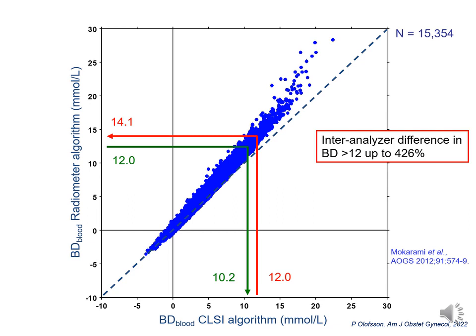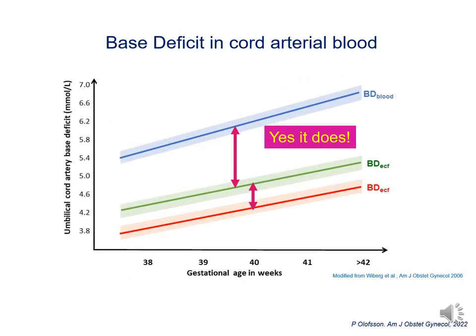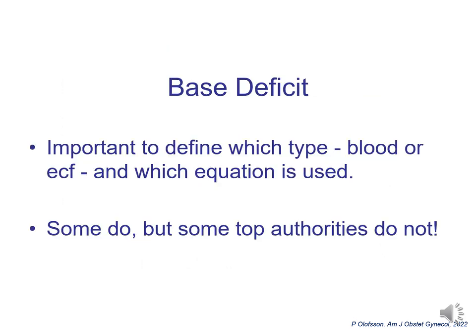We also calculated BD in blood and in extracellular fluid with equations from 4 different analyzers and found an inter-analyzer difference of values above 12 with up to 426%. So there is no doubt that such differences are important. It is therefore important to define which fluid compartment is used, blood or extracellular fluid, and which equation when calculating base deficit. That is commonly overlooked even by high standard authorities.